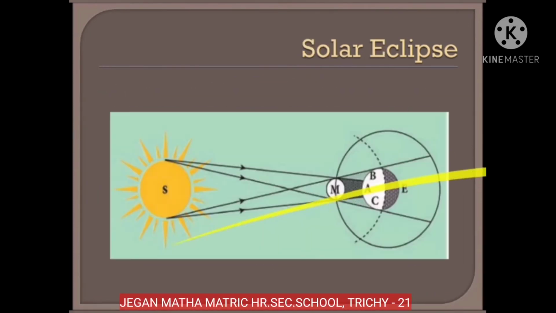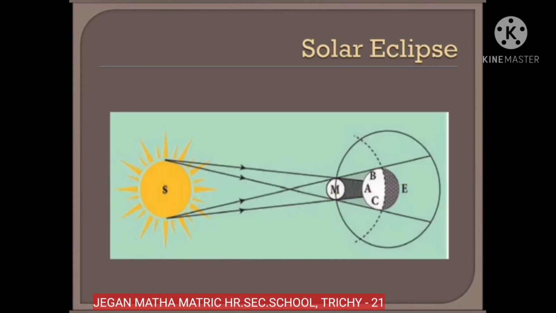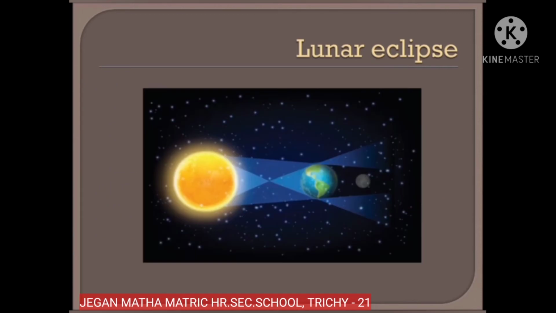So in solar eclipse, the moon arrives between the sun and the earth, but in lunar eclipse, the earth comes between the sun and the moon.